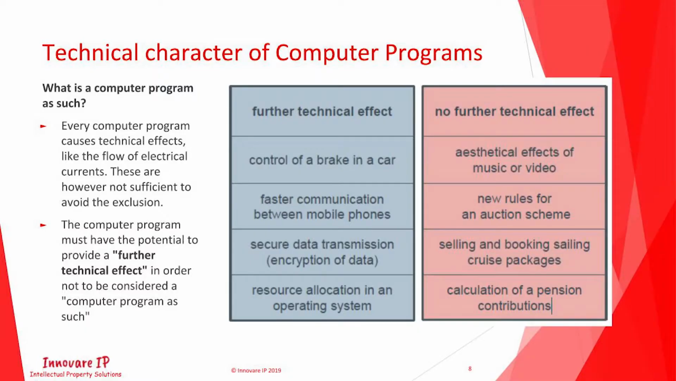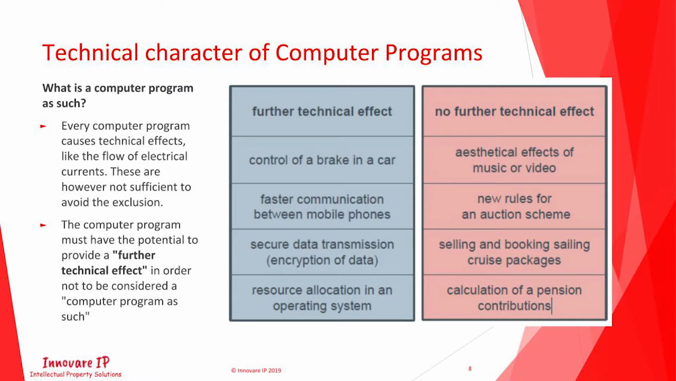Let's look at computer programs from a different perspective. So every computer program obviously causes technical effects, like the flow of electrical currents. But these are not sufficient to avoid the exclusion, i.e. the exclusion of that's not an invention because it's not technical. So the computer program, in other words, will have to have the potential to provide a further technical effect. And there are some examples here.